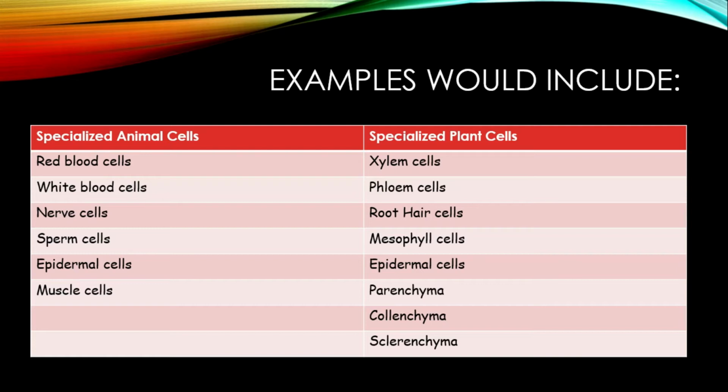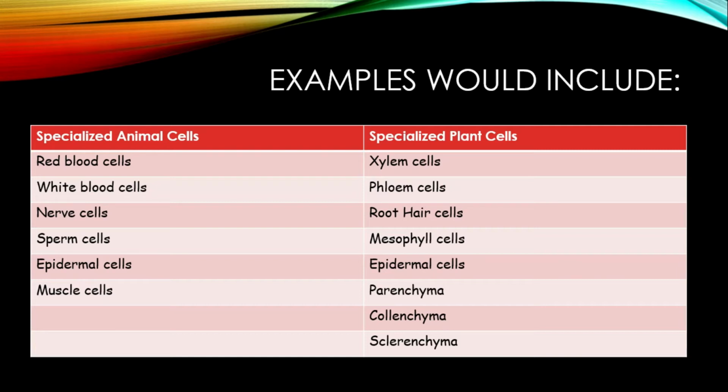Now over on the plant side, there are a number of specialized cells. We have the xylem cell, the phloem cell, the root hair cell, the mesophyll cell, epidermal cell, parenchyma, and of course these might be a little more than you'd cover at CXC, the collenchyma and sclerenchyma. But of course there are those of us who'd love to do a little more reading.